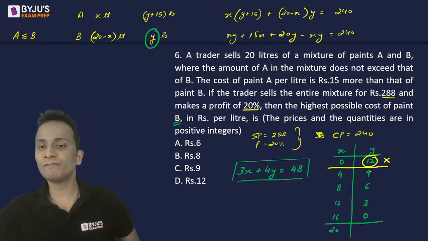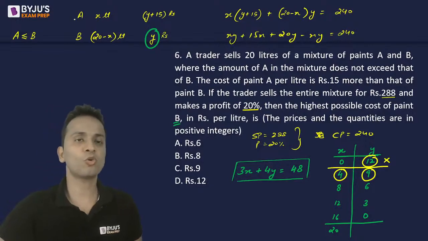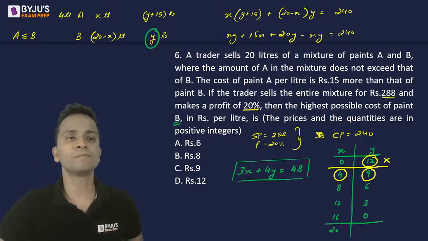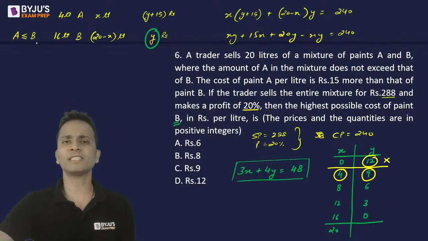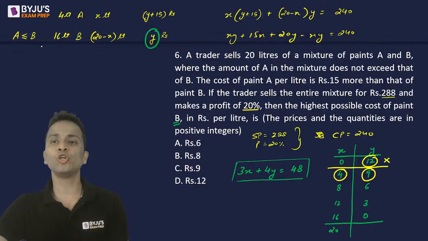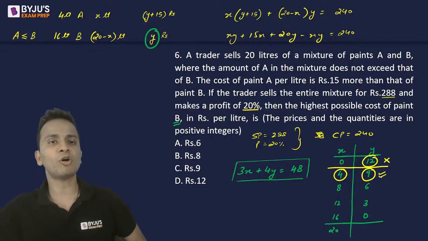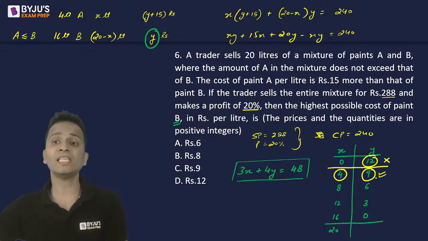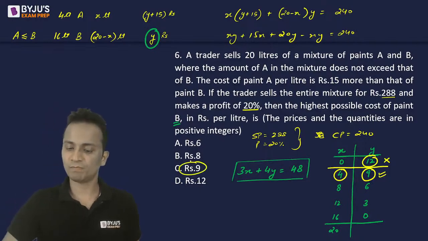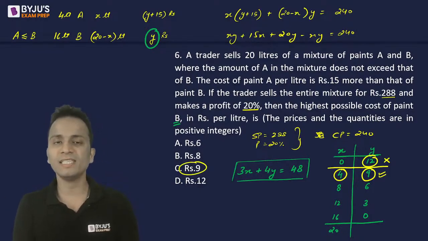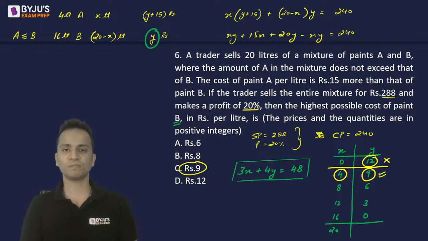If the value of y is 9, the value of x will be 4. So the quantity of A will be 4 liters and the quantity of B will be 16 liters, which is fine because the quantity of A should not exceed the quantity of B. So the maximum possible value of Y, the highest possible cost of paint B, will be rupees 9. So rupees 9, that is option C, is the correct answer of this question. All right. So that one was tricky.